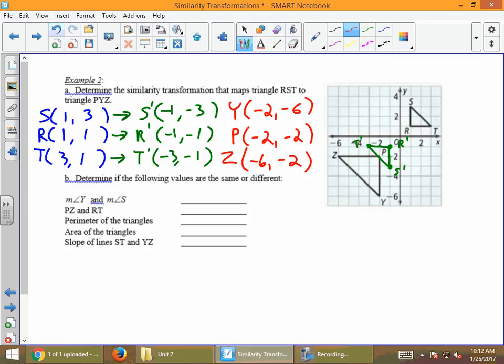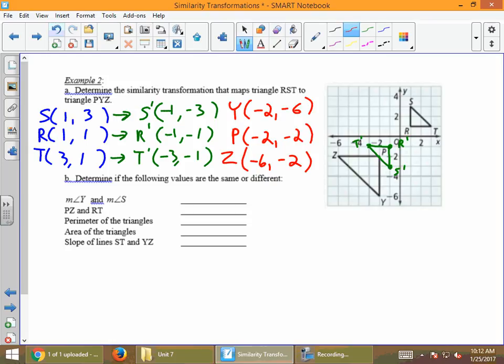Look at the green one compared to the red one. Again, we already said it, but how much larger is the red one than the green one? How much do the points increase by? All right, negative 1 becomes negative 2, negative 3 becomes negative 6. Oh, they're just doubling it, right? So multiply it by 2. So I have a scale factor of 2.